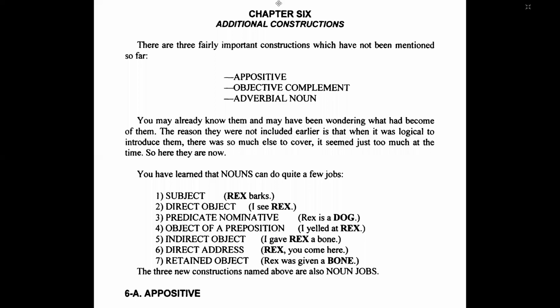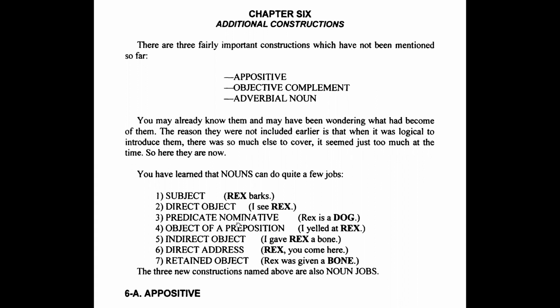So in chapter 6, we're going to be given 3 additional constructions. All 3 of these constructions are nouns. We have the appositive, the objective complement, and the adverbial noun. And we've seen before in earlier parts of the book that nouns can have many jobs.